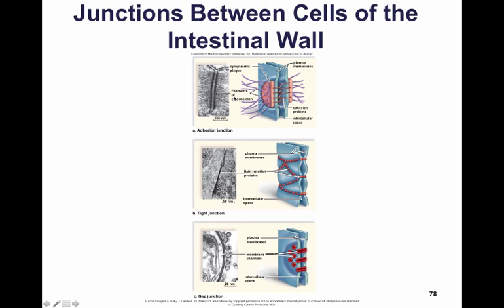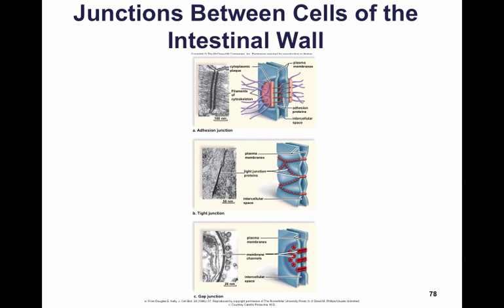In the tight junctions, plasma membrane proteins attach in a zipper-like fashion, holding cells together so tightly that the tissues are barriers. And this is where we have an impermeable kind of surface, like the epithelial lining of the stomach, the kidney, and also in the blood-brain barrier.